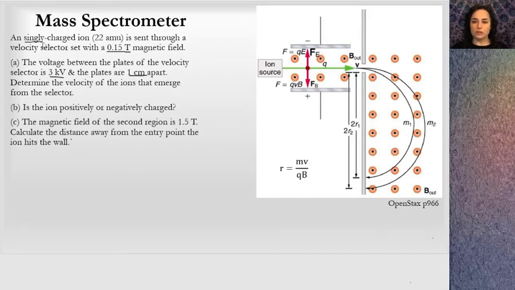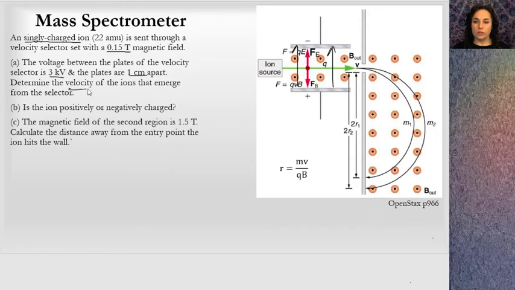I'm going to notice also that this is singly charged. A singly charged ion has just the elementary charge, 1 elementary charge on it. Here's the velocity selector over here. We have a positive plate and a negative plate here, so we can see the electric field is pointing in this direction. The electric force is upward and the magnetic force is downward.